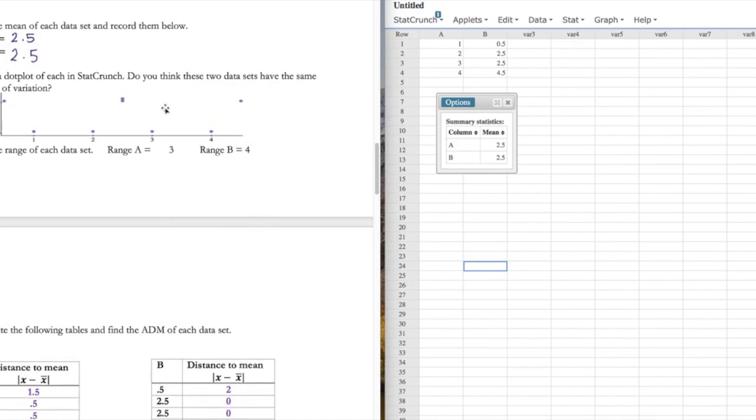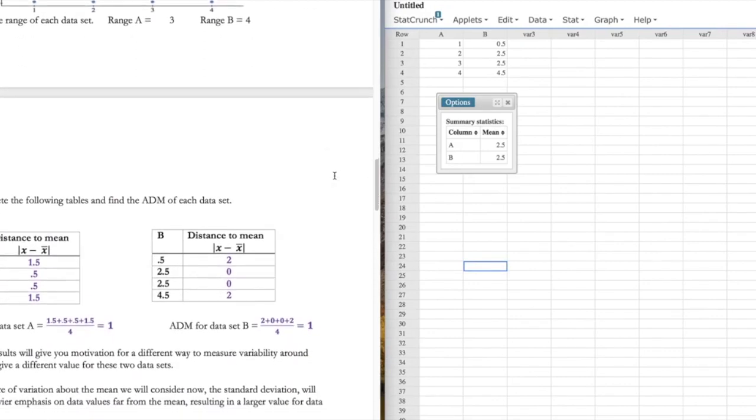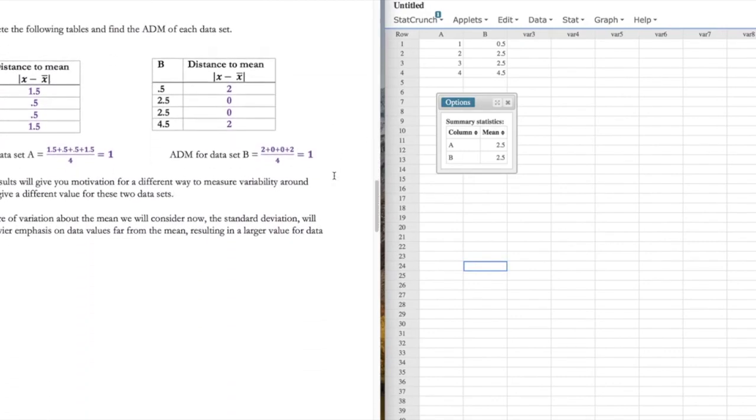I think most people would say they think the variation from the mean should be different for these two data sets. We saw in the range that we had a different value, but if we just stick with the range, that doesn't account for all the data sets in between. So we're looking for something a little more detailed that will take all of the data into account. But we see that the ADM came out exactly the same for these two data sets.